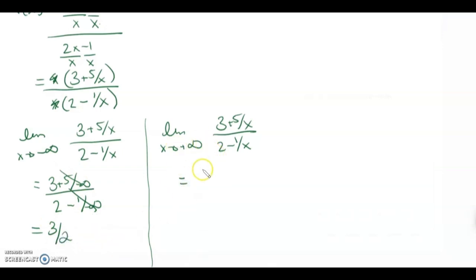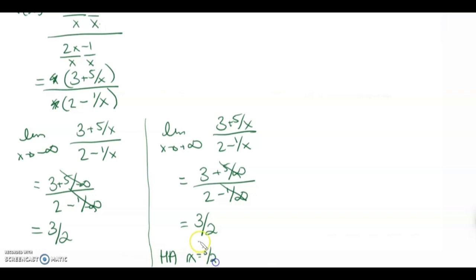Okay, for the second one, we get (3 + 5/∞) over (2 − 1/∞). These two terms tend to 0, and we get 3 over 2. So we can conclude that there's a horizontal asymptote at y equals 3 over 2. When we're testing values to see whether or not we approach from above or below, we have to do this in the advanced functions approach.